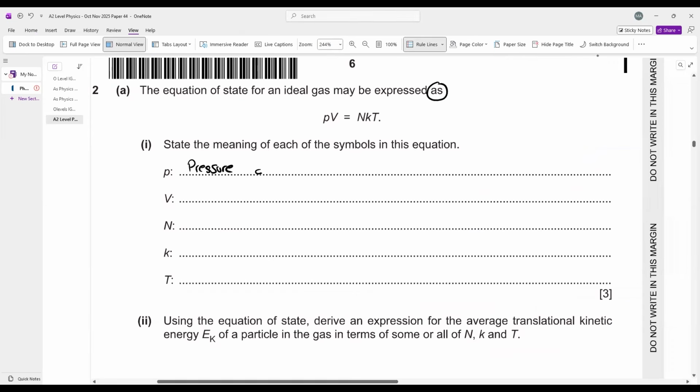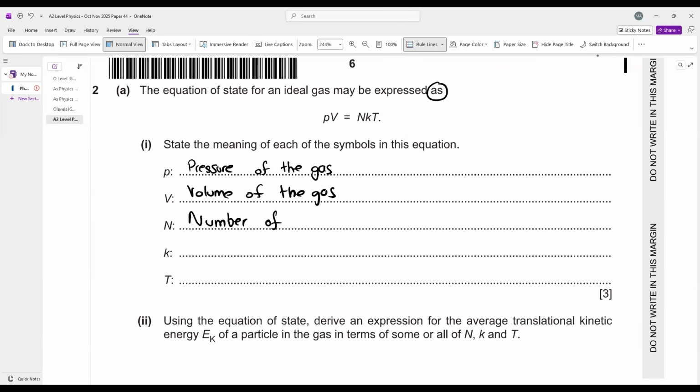P is the pressure of the gas. V is what? Volume of the gas. What is capital N? Capital N क्या है बेटा? Capital N is the number of molecules. What is K? K याद है क्या होता था? Do you remember K क्या होता था? Boltzmann constant.